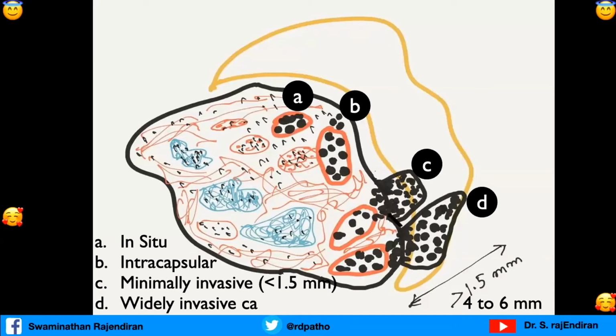When do you call it? They are spilled out of the basement membrane. They are spilled out of the capsule. They are coming into the parenchyma, but the distance in the parenchyma is less than 1.5 millimeter, or 4 to 6 millimeter in the new criteria. Then you call it minimally invasive. Okay. And when it comes out and they extend more than 1.5 millimeter or 4 to 6 millimeter, then it is widely invasive.